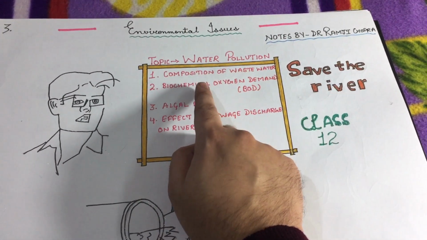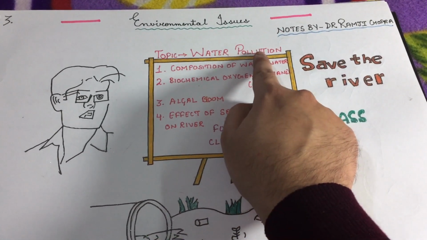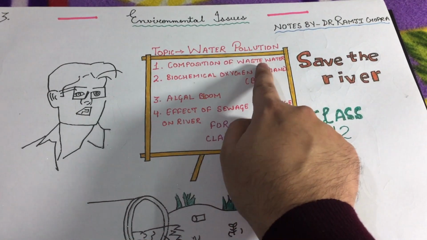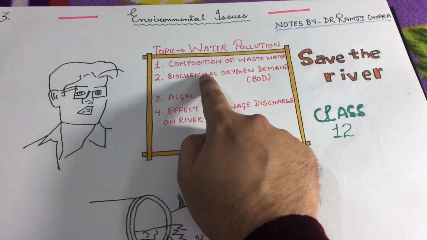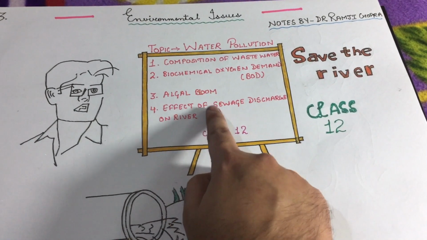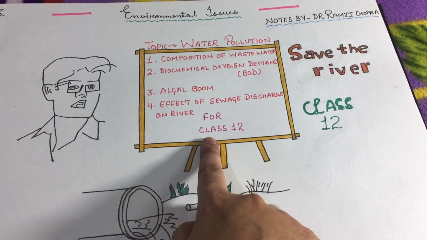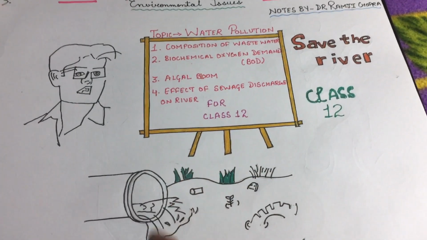This is the third video of environment issue, and the topics covered in this video are water pollution, composition of wastewater, BOD that is biochemical oxygen demand, algal bloom and effect of sewage discharge on river. These topics are for class 12, so let's start.